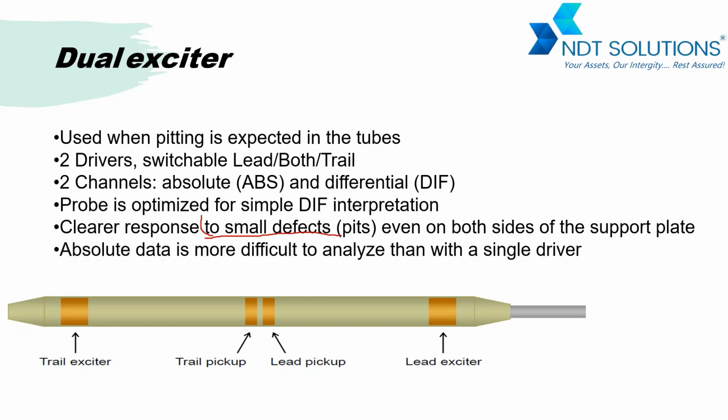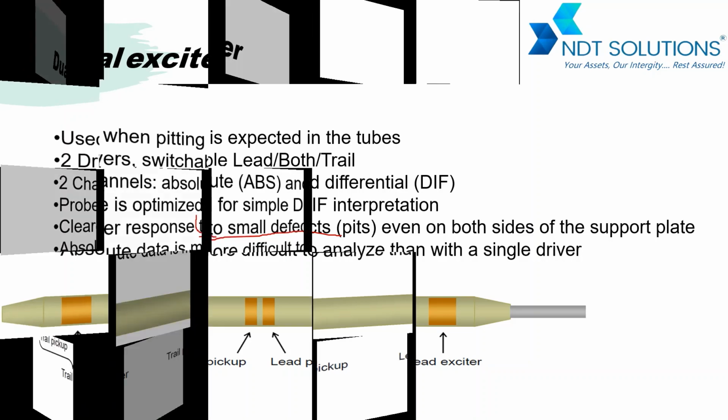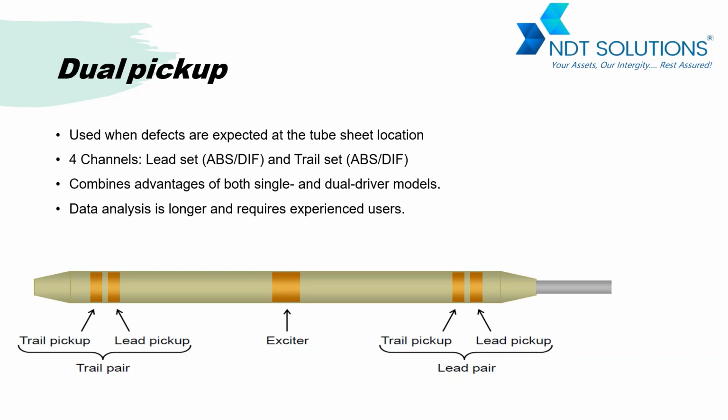Similarly, there is the dual pickup probe. It almost works for both. What we get in the single exciter and what we get in the dual exciter, this probe works for both. It is used when defects are expected at the tube sheet location. Four channels are available, with the advantage of both single and dual drive modes.